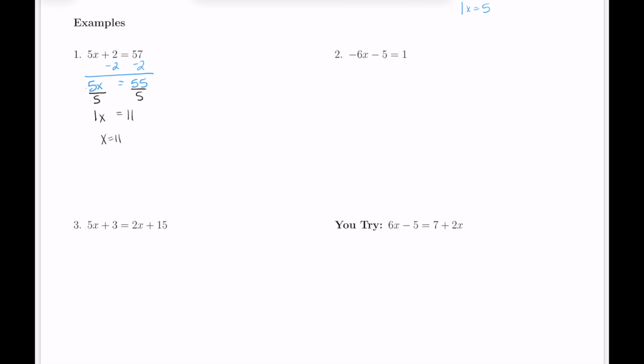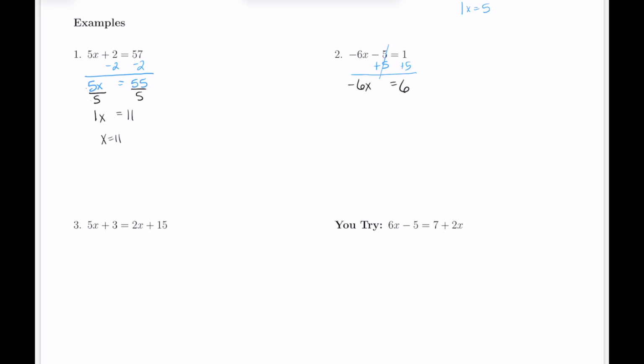On number 2, I'm going to notice here that we have a negative 5 on the left and a positive 1 on the right. So we can add 5 to both sides of this equation so as to isolate the variable. If our goal is to get this into just a 1x, the first thing we want to do is get rid of this negative 5. So I'll add a 5 to the left side and to the right side of the equal sign. Negative 5 and positive 5, those will combine to be 0. Now I have a negative 6x equals positive 6.